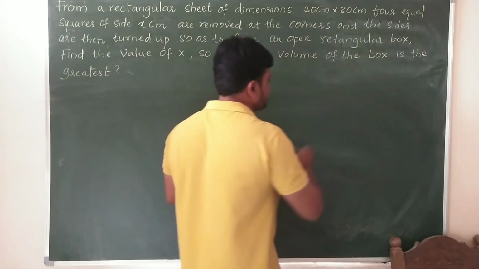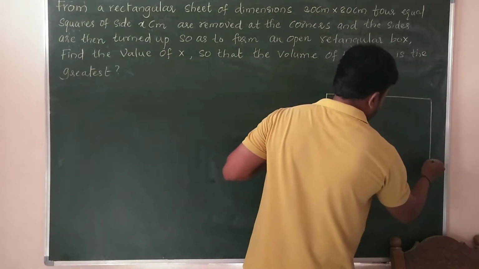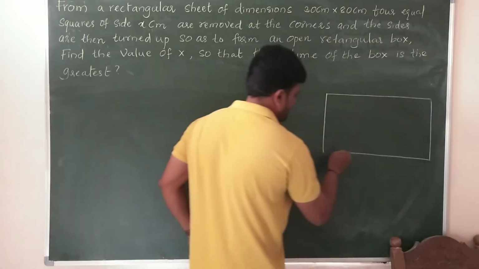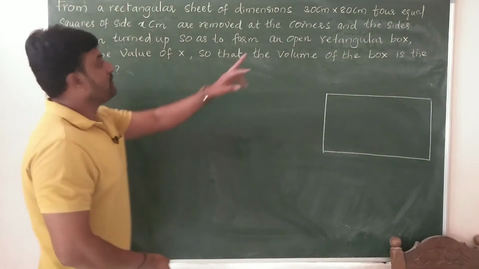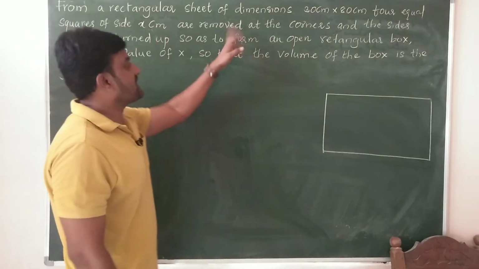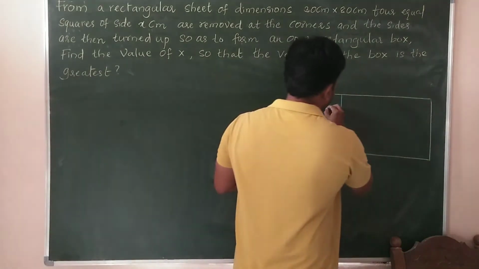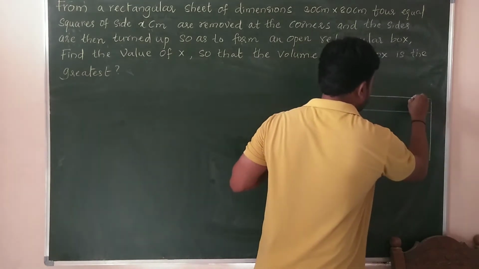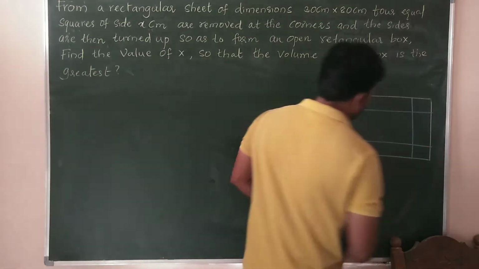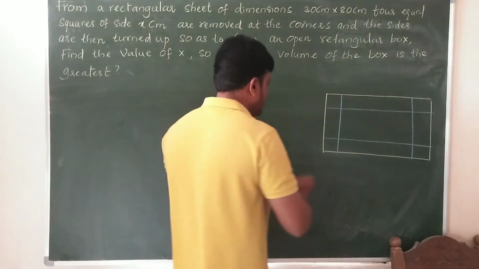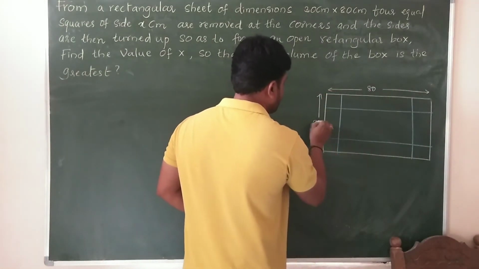Let us observe. 30 and 80 centimeters. 4 equal squares of side x centimeters are removed, like this. Actually, the length is 80 centimeters, and the breadth is 30.